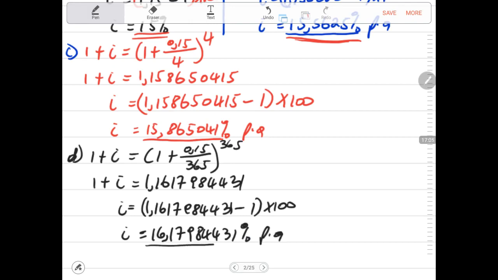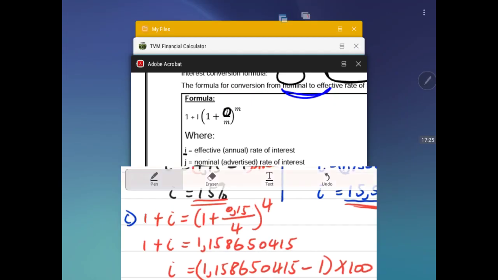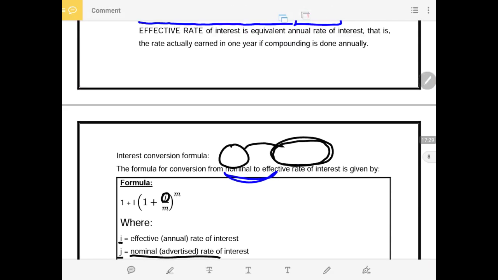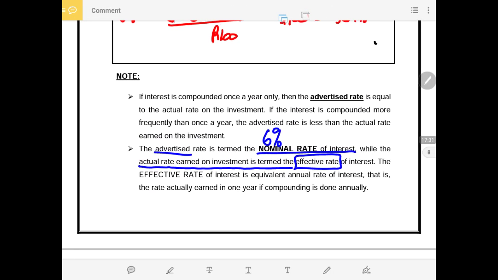Now this is very important to highlight once again, in alignment with the theory that I read to you before, that the more times the interest is compounded in a year, the effective rate will be higher than the nominal rate of interest. And I explained that in much detail. Please also go through the theory and understand it in detail. This is where that theory was coming from.